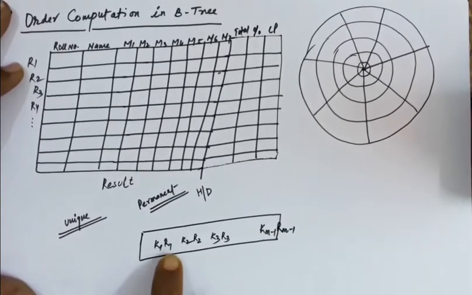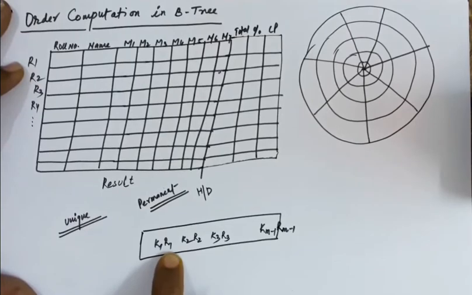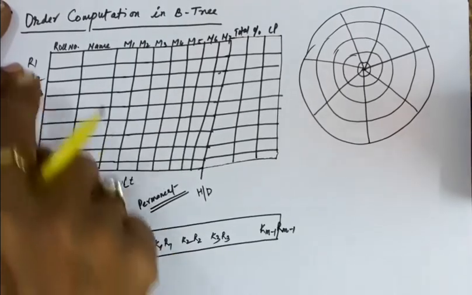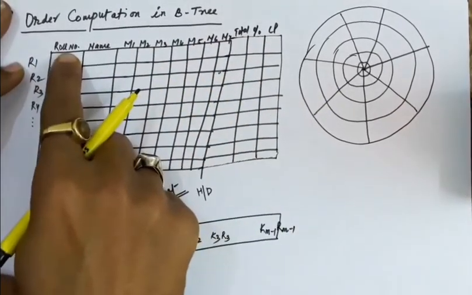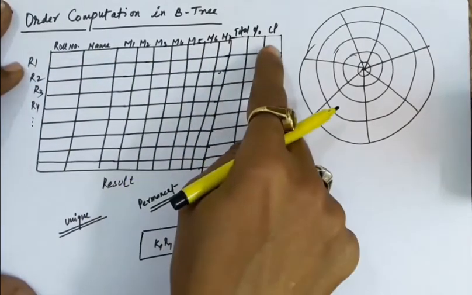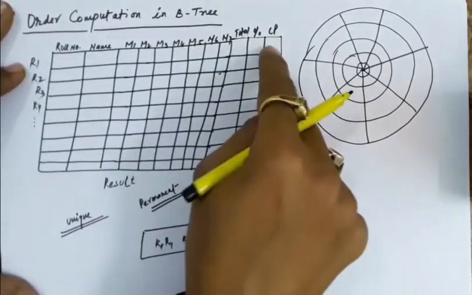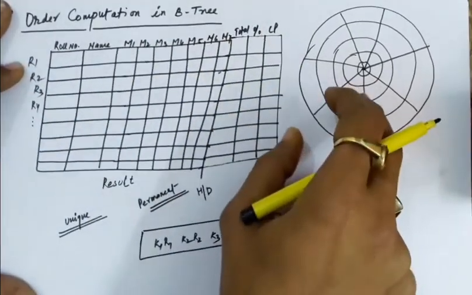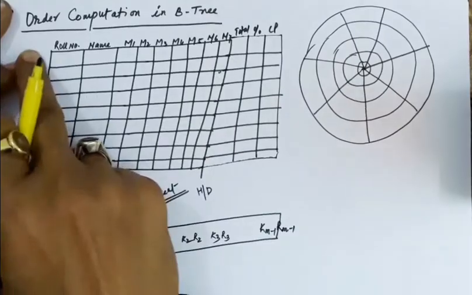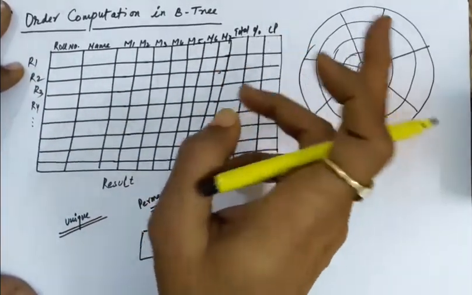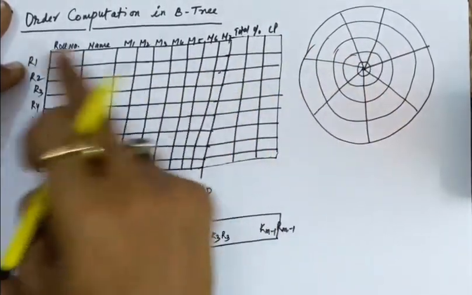So along with the key, you need to store the record addresses also, because you are interested more in this record than in the roll number. By searching the roll number, you are interested in finding out these values. These values are there in the record, and these records are there at some address in the hard disk. So you need to find the address of these records.